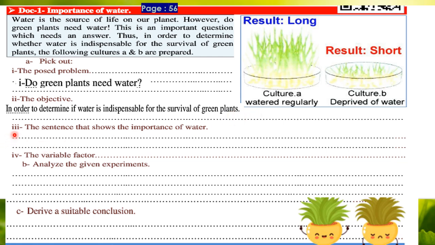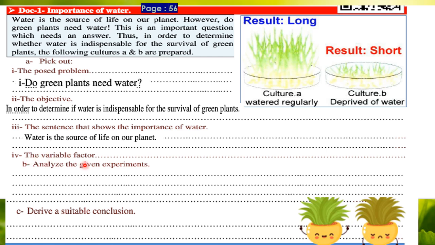Now, part 3. Pick out the sentence that shows the importance of water. Which sentence here shows the importance of water? Let's see here. Water is the source of life on our planet. So this sentence shows the importance of water.